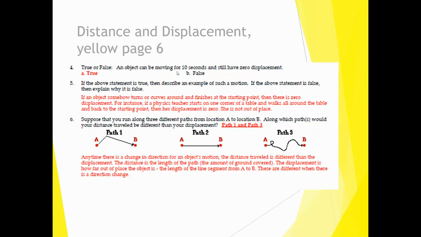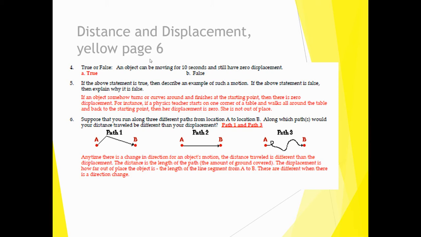So we left off last time, and I wanted you to finish up yellow pages 6 and 7. So I'm going to go over the answers. Number 4, true or false? An object can be moving for 10 seconds and still have zero displacement. That is true, because you could start and end at the exact same spot and actually have no displacement.